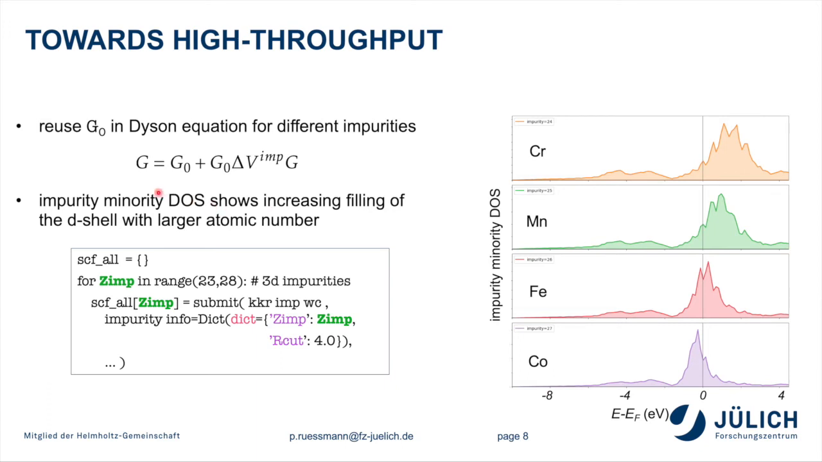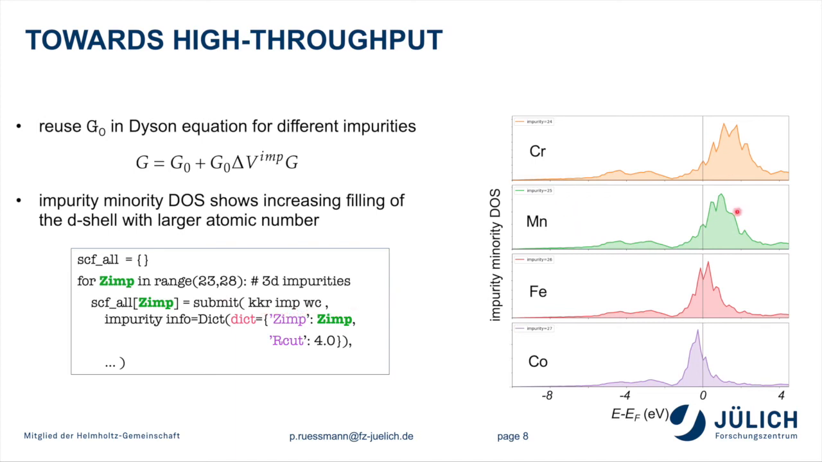Here also this impurity problem is a nice way to use this, because we can actually reuse the G0 for several impurities and then look at chemical trends, varying the impurity and investigate this in detail. So here I again show a mini example of now magnetic impurities in the copper host. We can submit all these calculations simply with a loop over the nuclear charge for 3D impurities, and then we submit all these KKR impurity work chains.